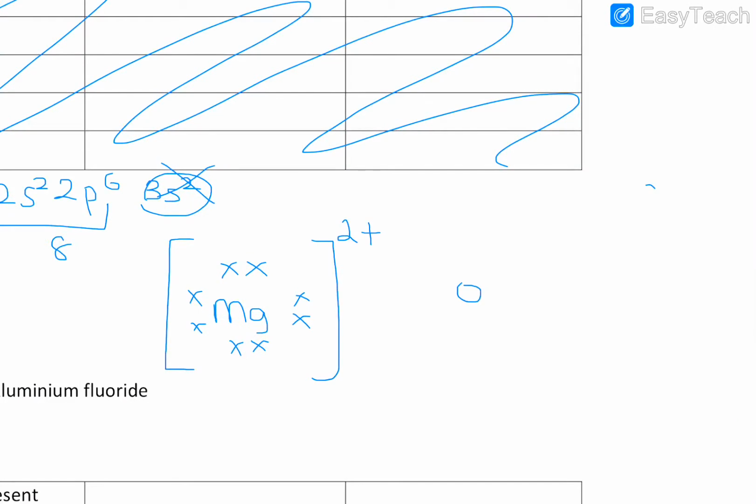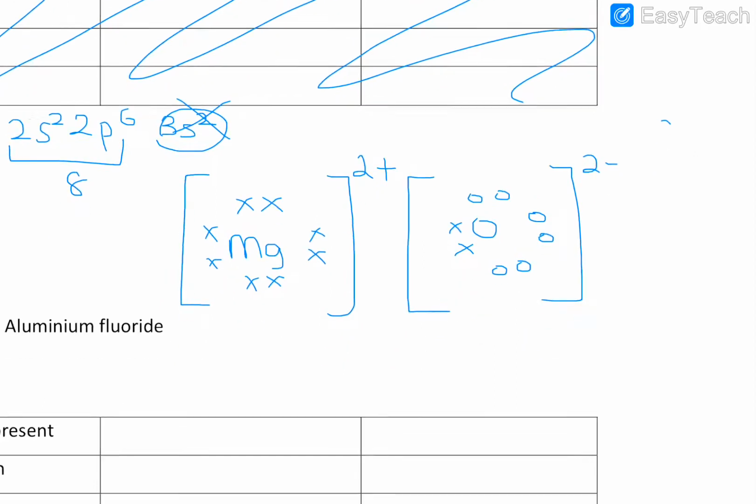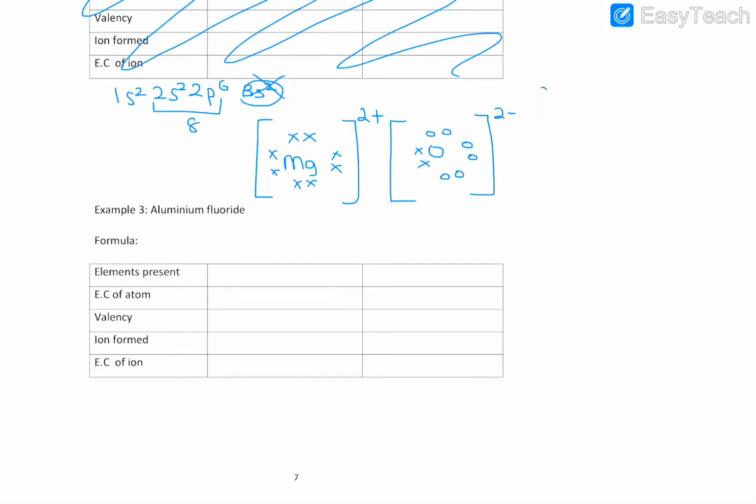And now oxygen is in group 16, so group 6, actually. It will have 6 outermost electrons. So 1, 2, 3, 4, 5, 6, and then it will gain 2 electrons from the magnesium. So it will be O2-. So here you have the dot and the cross. Make sure that you respect the electrons chosen.